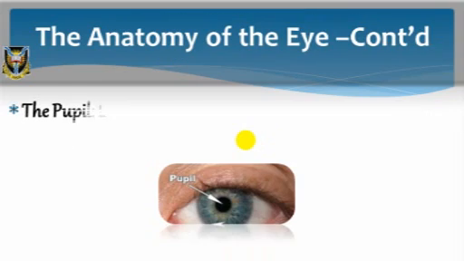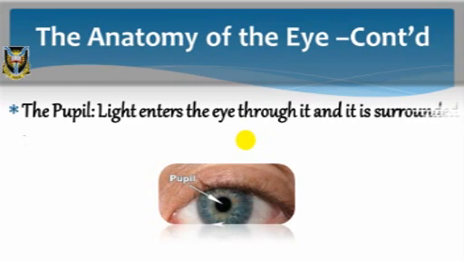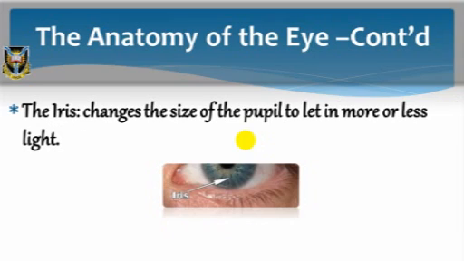Anatomy of the eye. Light enters the eye through an opening called the pupil. Surrounding the pupil is a circular muscle called the iris. The iris. This is the circular muscle that adjusts the size of the pupil. The iris changes the size of the pupil to let in more or less light.